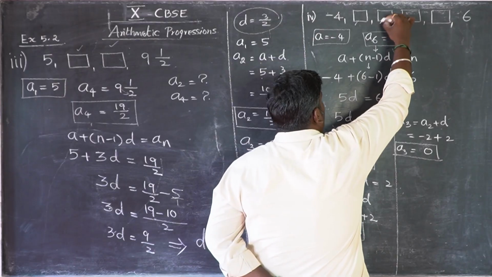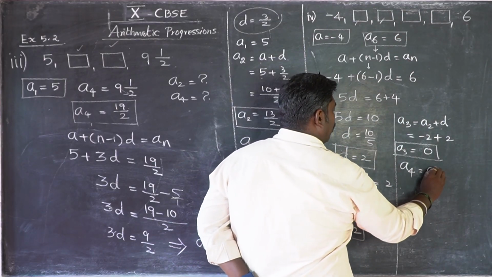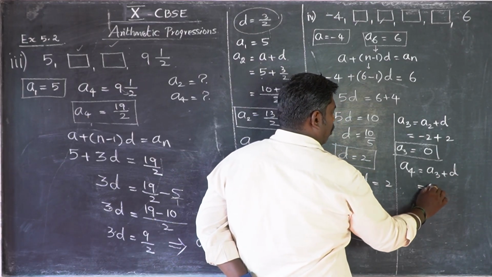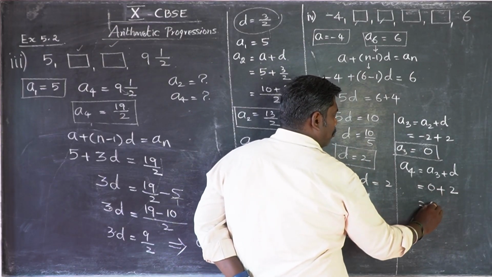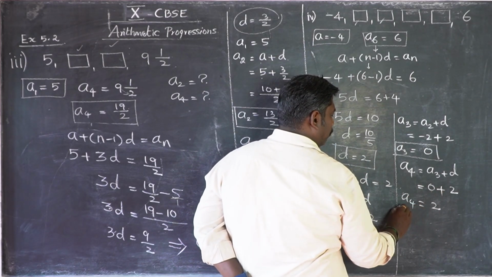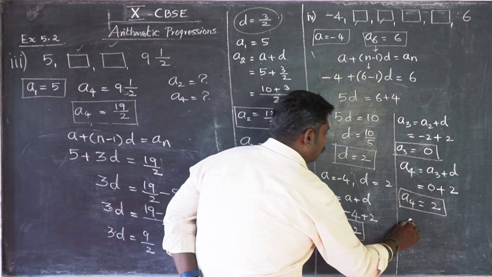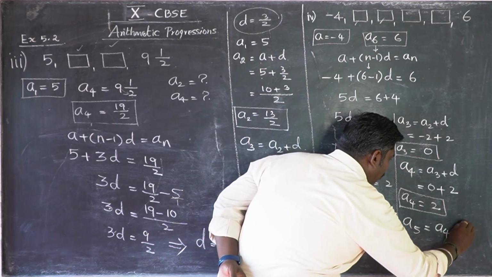Second term over, third term over, next fourth term. So fourth term means third term plus common difference. Third term is 0, common difference is 2. So 0 plus 2 becomes 2. This is the fourth term. And then fifth term. Fifth term means fourth term plus common difference.